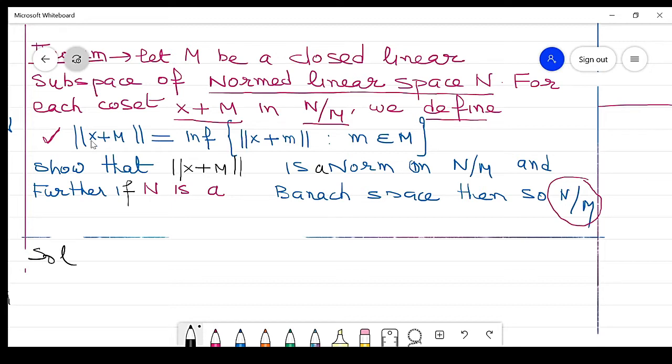This is a very important result, and it consists of two parts. In one part, our purpose is to prove this is a norm. It will be a norm if it satisfies all the properties of a norm. And the second part is, if N is complete, then N by M is also complete with this norm.